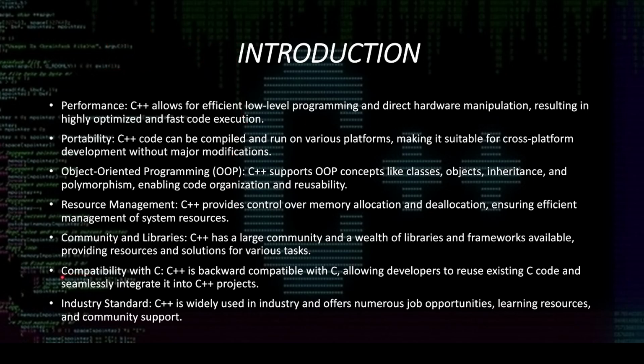Okay, the sixth point is compatibility with C. C++ is backward compatible with C, allowing developers to reuse existing C code and seamlessly integrate it into C++ projects. It means that assume you have some code written in C, then you learn C++ from my video. Then you want to add some features in C++, so you can use your C code here and add C++ code in it, and it will be fully compatible. They don't give any errors. So this point is completed.